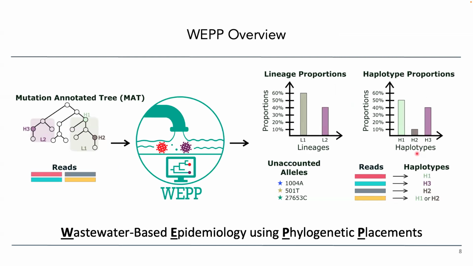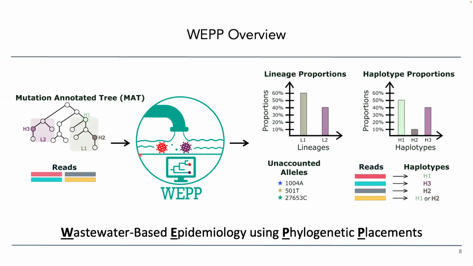So, I'll give a quick overview of how WEPP works. WEPP requires sequencing reads and a phylogenetic tree in the form of a mutation annotated tree from UShER, which is updated daily to contain all clinical sequences collected to date, along with their inferred ancestors. So, these MATs also contain the lineage labels inside them.